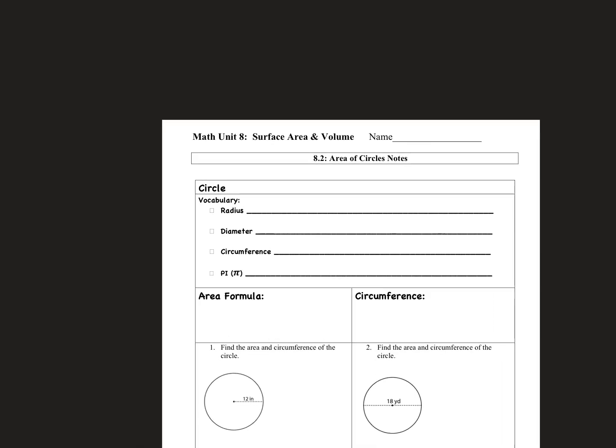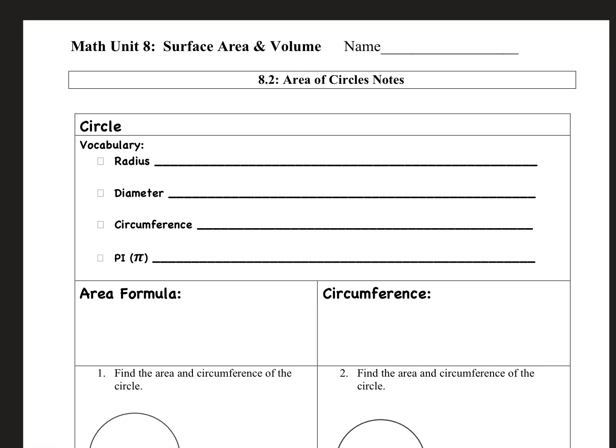Hi, today we're going to do the area of circles. We're going to talk about a couple of vocabulary words. First of all, the radius. The radius of a circle goes halfway across. So it goes from the middle to the edge.